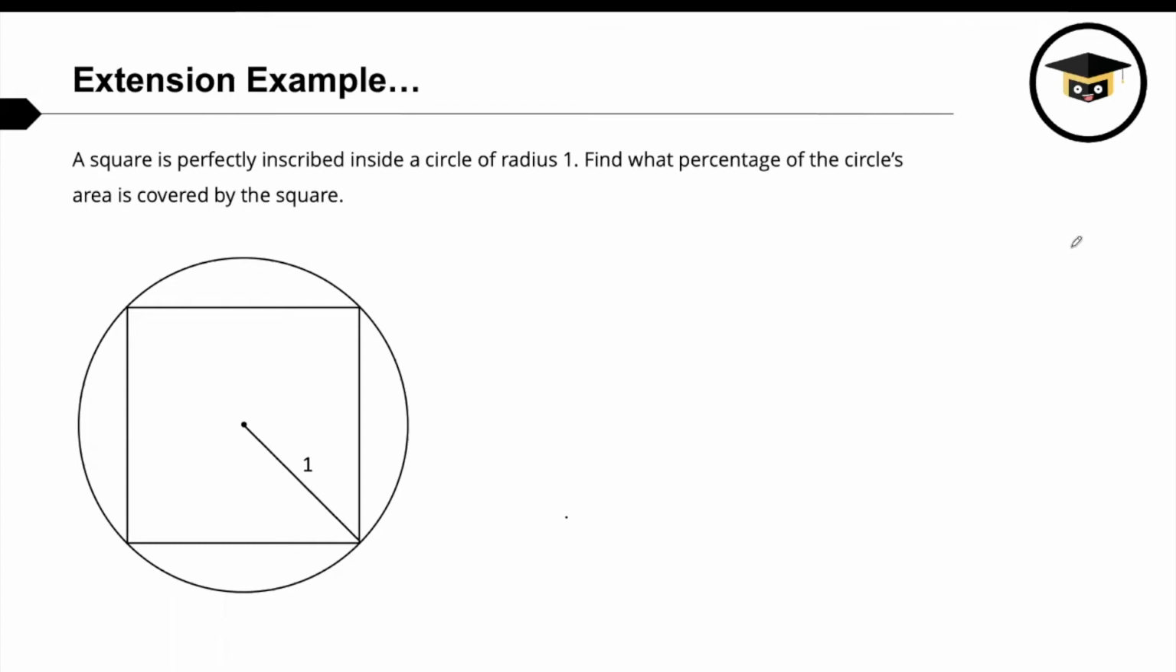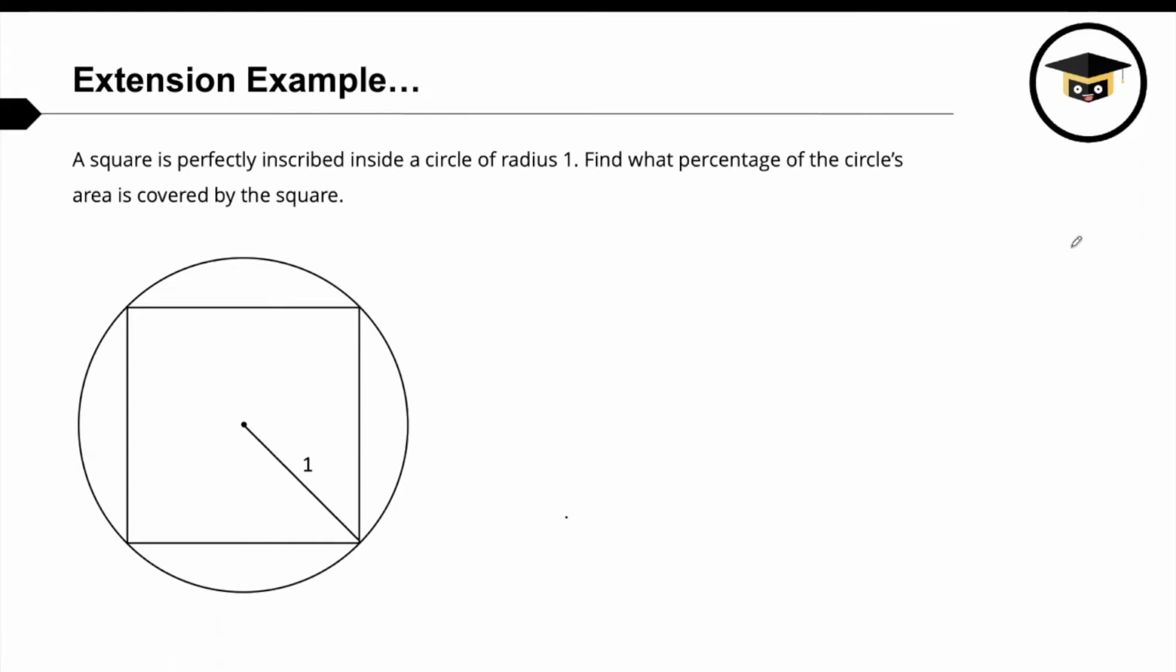Okay, so welcome to an extension example question using Pythagoras' theorem. Because this is such a hard example, I've decided to make it its own video because it does cover quite a few different concepts, especially using area formulas and Pythagoras. So let's have a go at reading the question.